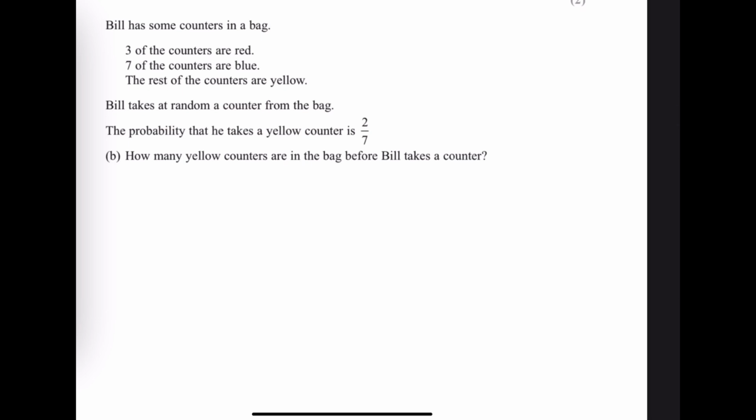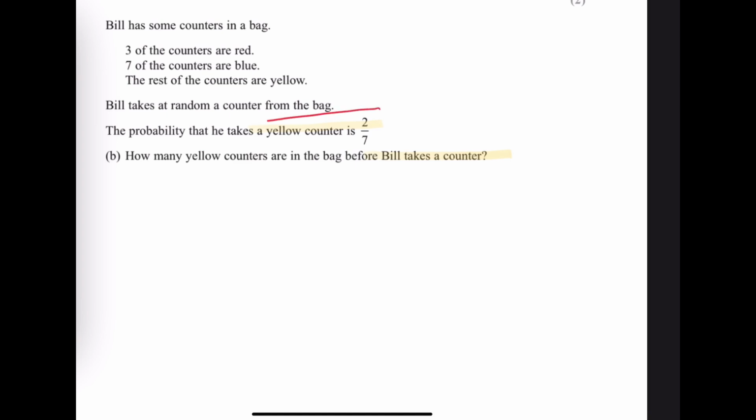Bill has some counters in a bag. 3 of the counters are red and 7 of the counters are blue. The rest of the counters are yellow. Bill takes a random counter from the bag. The probability that he takes a yellow counter is 2 over 7. How many yellow counters are in the bag before Bill takes this counter?